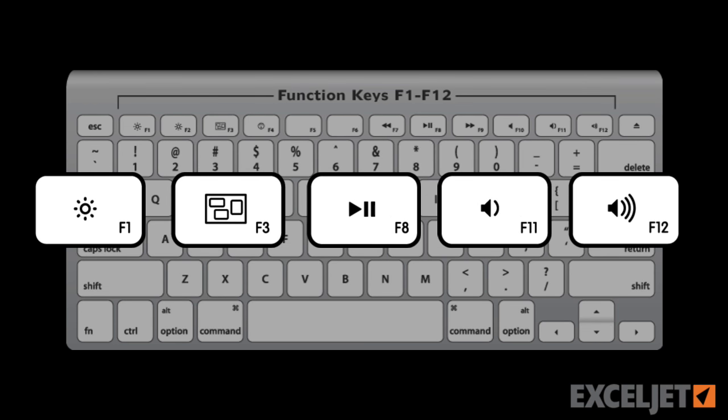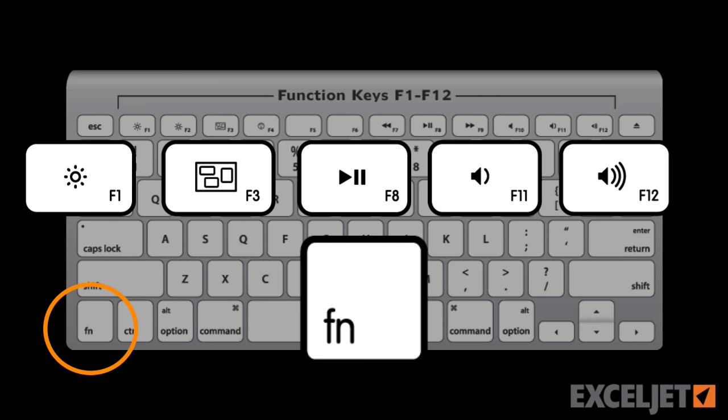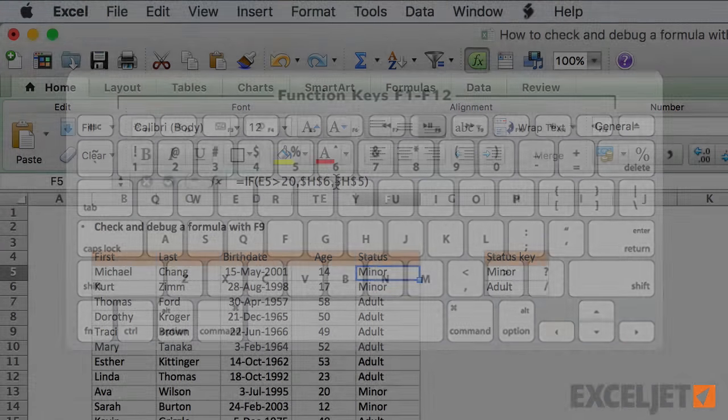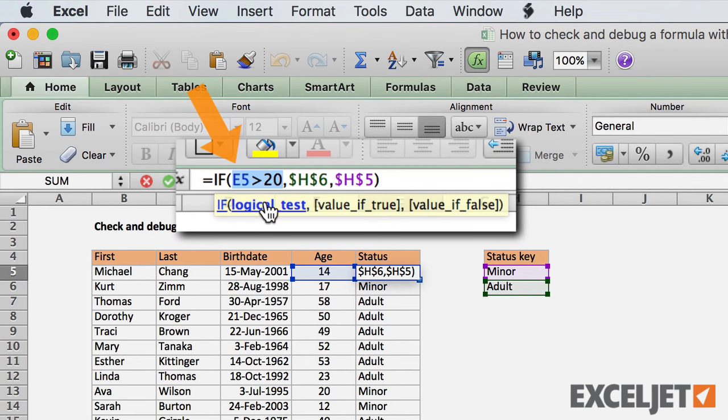So to make function keys operate as you expect in Excel, you'll need to hold down the Function or FN key. You'll find this key in the lower left of your keyboard. So for example, to use the F9 key to evaluate a formula, you'll need to use Function plus F9.